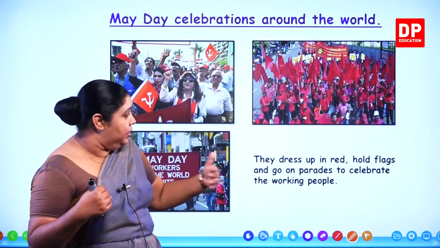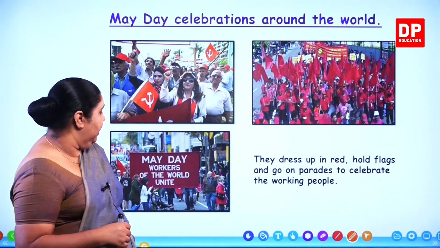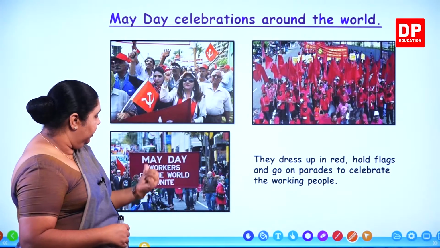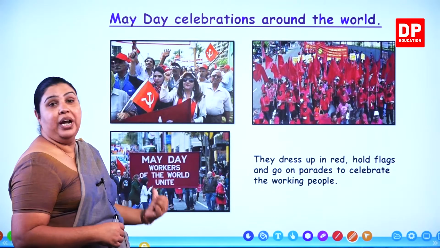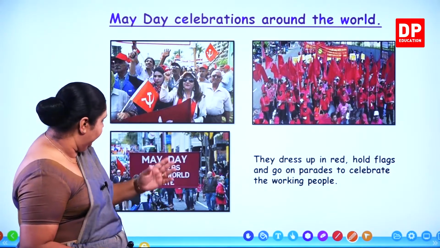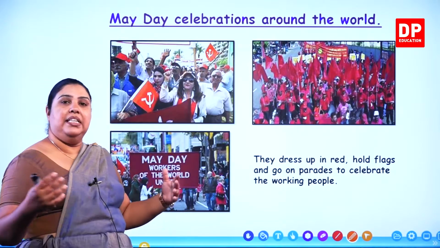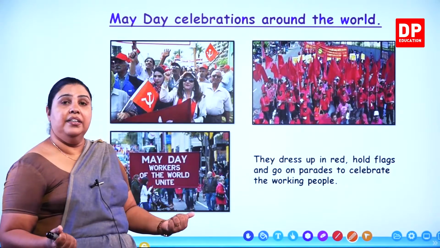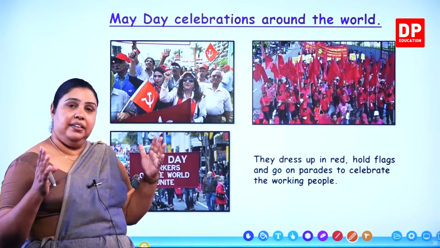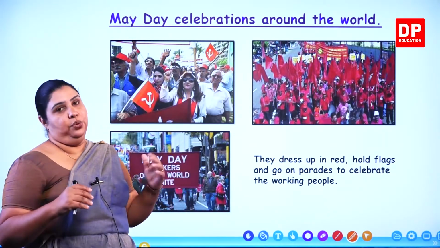They go in procession and they celebrate it like that. May Day, workers of the world unite. All the working people, they get together. Sometimes they sing songs. Now, not like in our country. In other countries, these celebrations are different to each other.